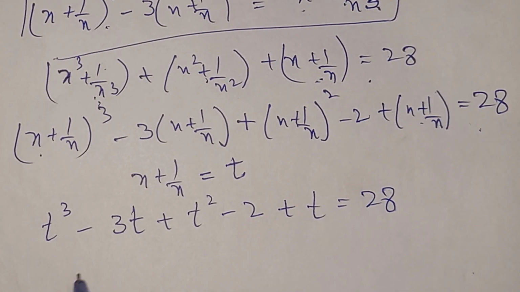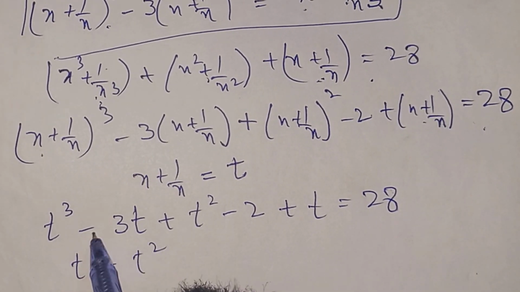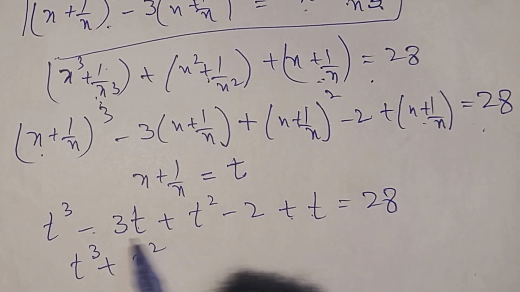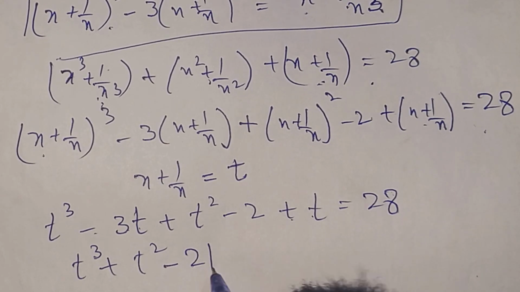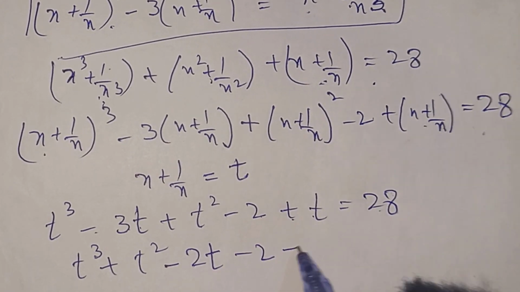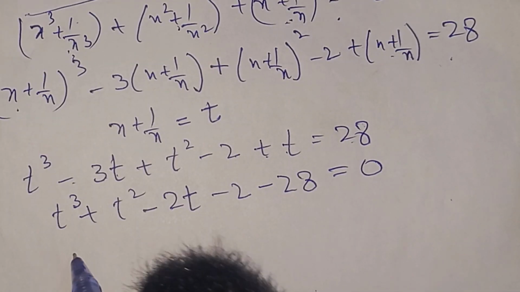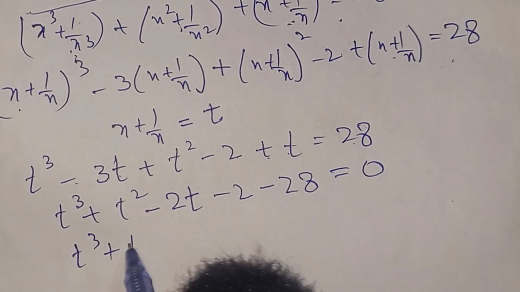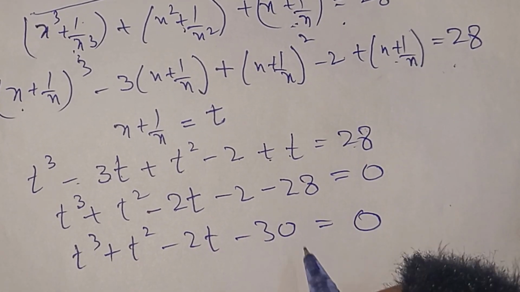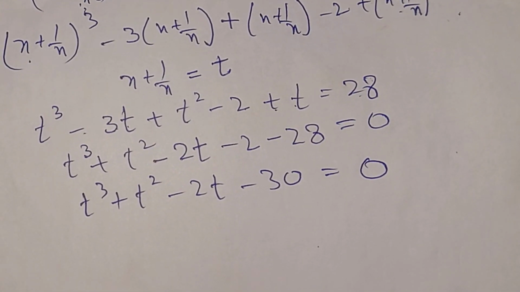Now we simplify this equation. This is t³ + t², and −3t plus t is equal to −2t, and −2. If we subtract 28 on both sides, it will be −28, equal to 0. So this will become t³ + t² − 2t − 30 = 0. Now we solve this cubic equation by using the synthetic division method.